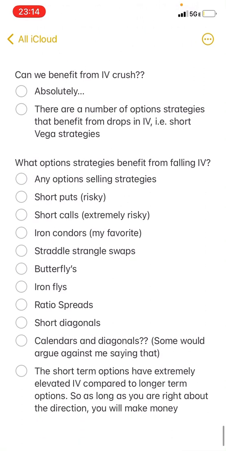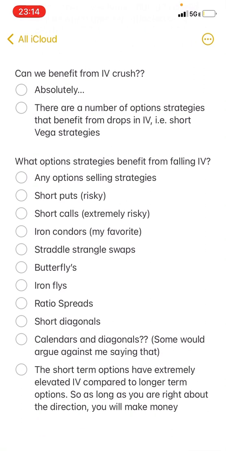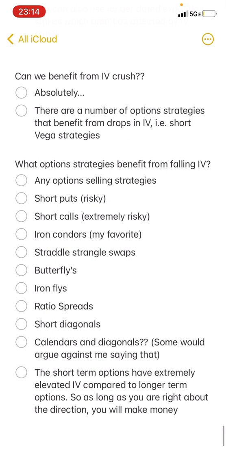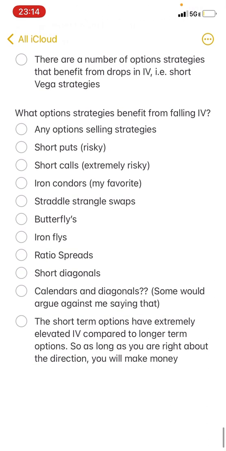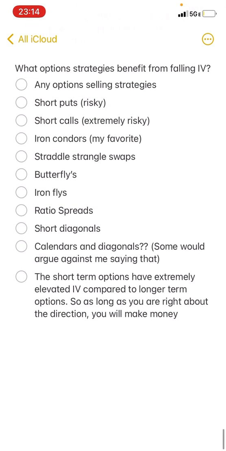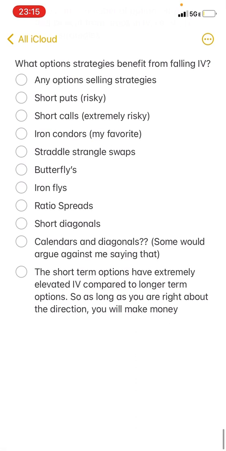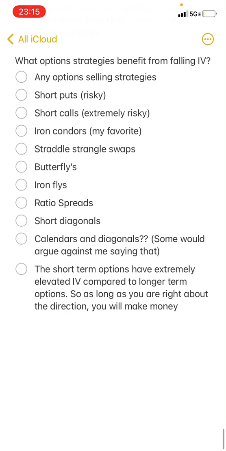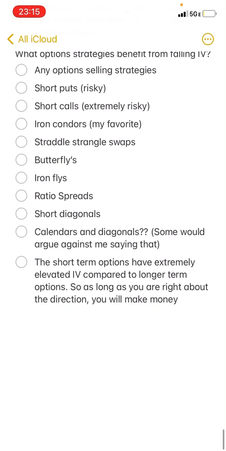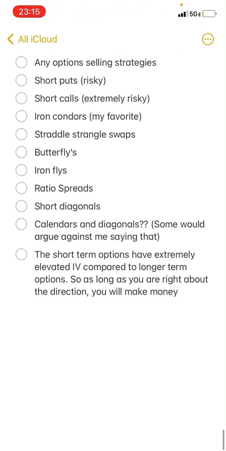So can we benefit from IV crush? Absolutely we can, right? Like I said above, talking about short vega, there's a number of option strategies that benefit from drops in IV, i.e. short vega strategies. So what option strategies benefit from falling IV? Basically any options where you're selling. Any option selling strategies, you're going to benefit from falling IV.